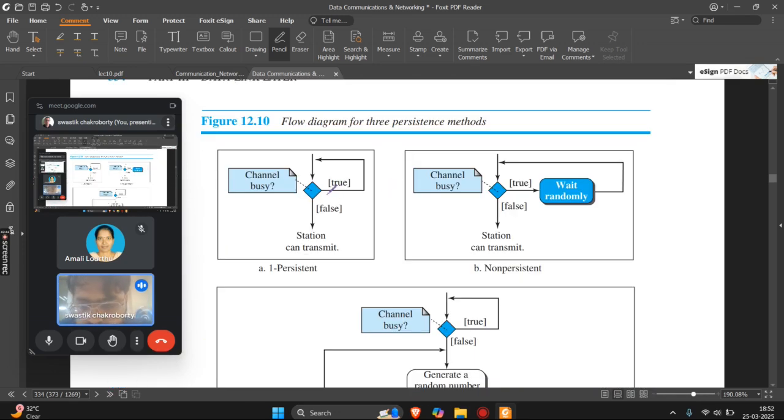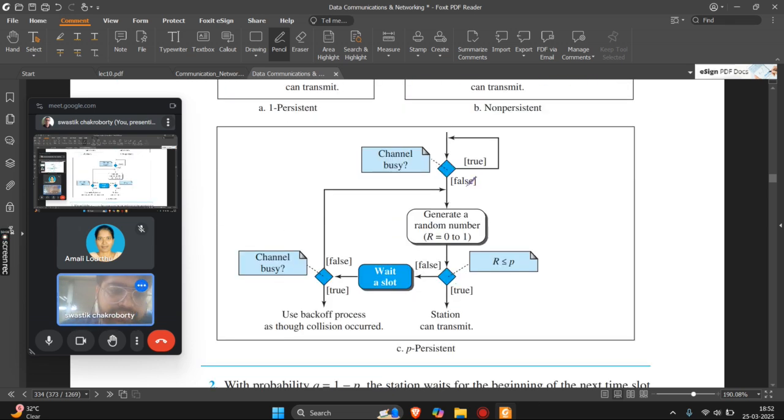So 1 persistent is that if channel is busy, true, then wait. If channel is not busy, transmit. Non-persistent is, channel is busy, true, then you wait for a random amount of time, and then you again sense. And whenever you see that the channel is not busy, you transmit.